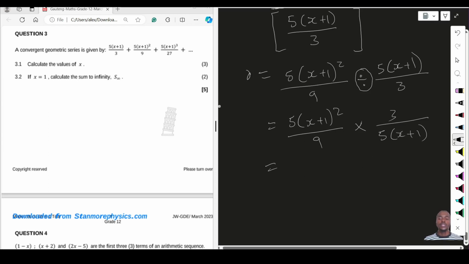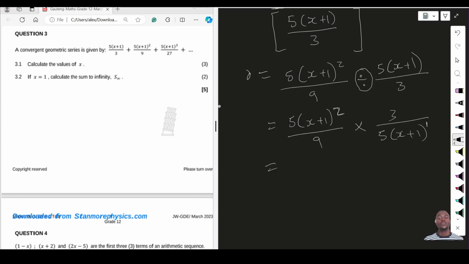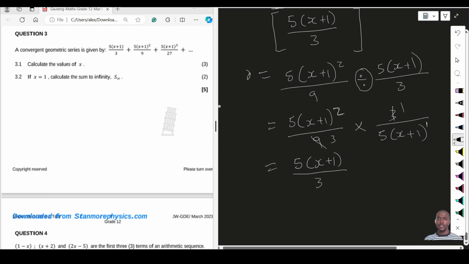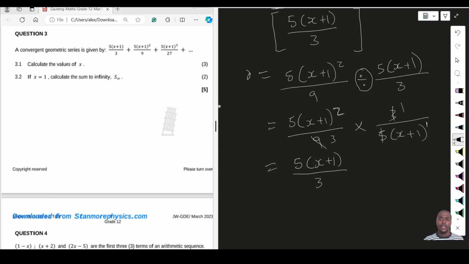So we have 1 there, we have 2. When you divide 5x plus 1 squared all over that 5x plus 1, it should give you 5x plus 1, and divide by 3 goes 1 times, 3 goes how many times into 9? 3 times. So this is over 3. But I have a 5 there, I have a 5 there, so they will cancel. So this is our r value.